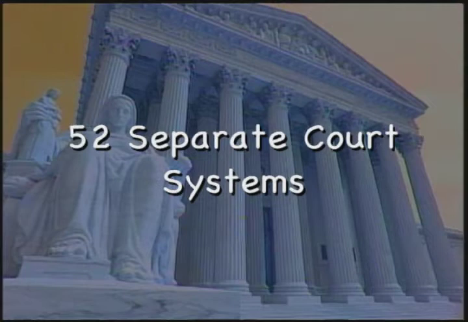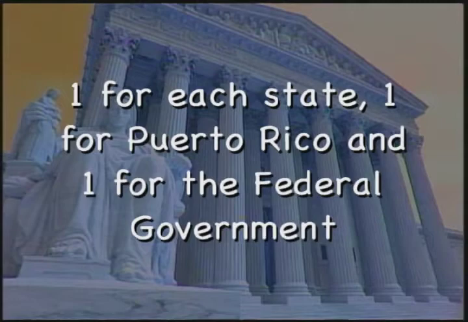But when we pull all the different courts and court systems together, we see that there are 52 separate court systems: one for each state, one for the Commonwealth of Puerto Rico, and one for the federal government. Now, there are obviously many differences from one state court system to the next, but what we're going to do is focus on some commonalities that all court systems have.